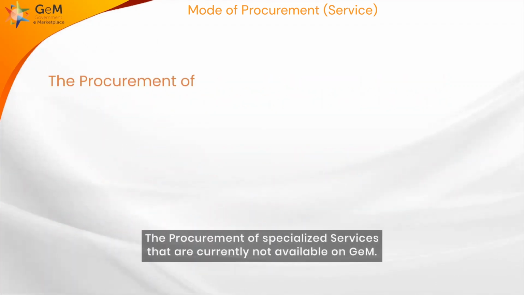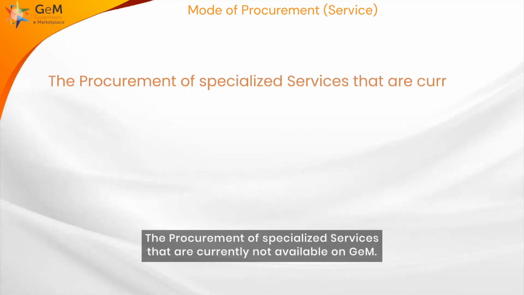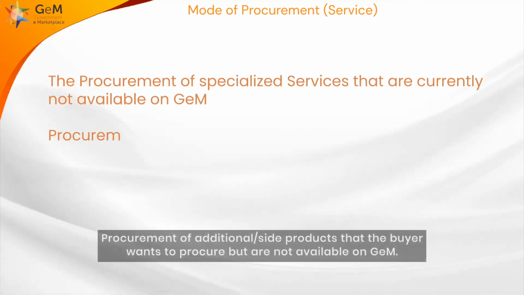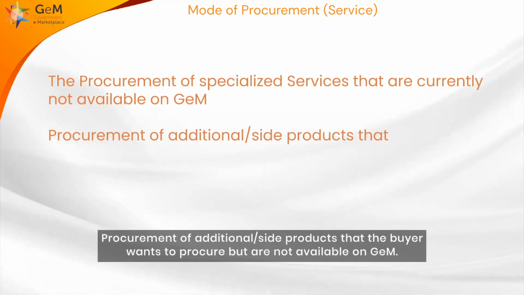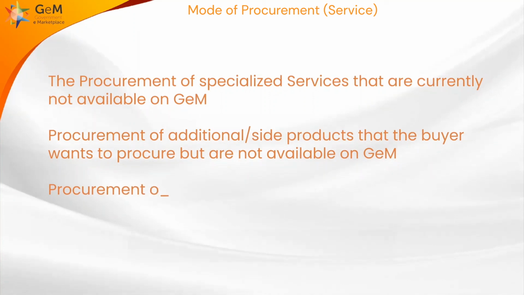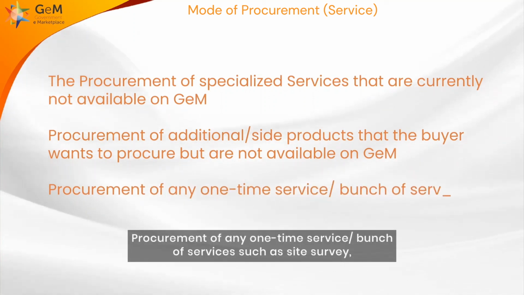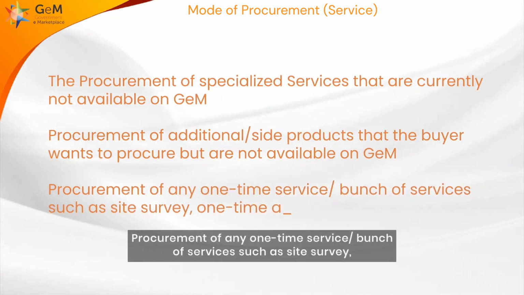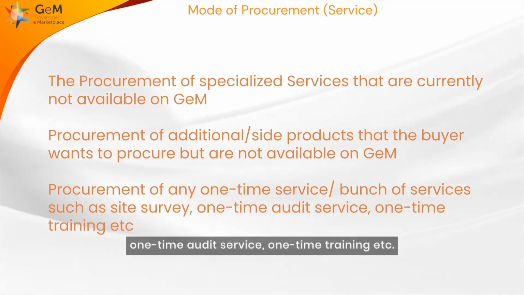The procurement of specialized services that are currently not available on GeM, procurement of additional or side products that the buyer wants to procure but are not available on GeM, procurement of any one-time service or bunch of services such as site survey, one-time audit service, one-time training, etc.